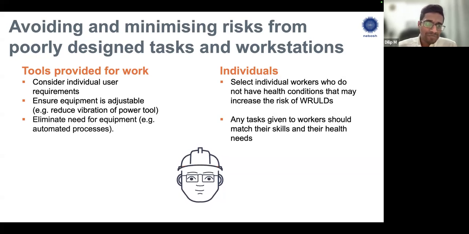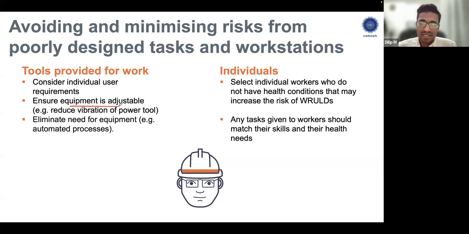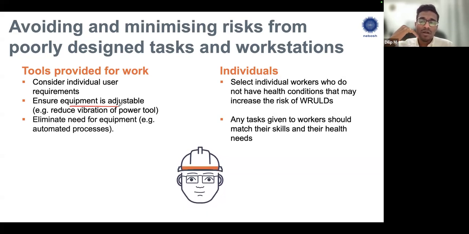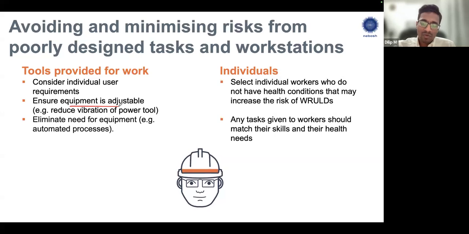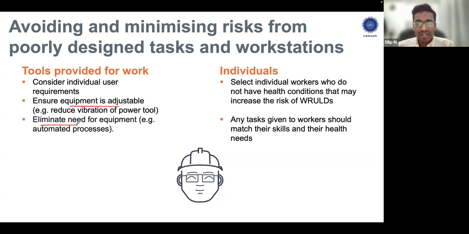Okay, and then ensure equipment is adjustable. For example, for a chair I am using, I can adjust the height of the chair, so I can maintain a good viewing position with my screen. Okay, so similarly with any tools, see if there is any possibility for the worker to adjust according to the requirements. And then where possible, the best control is to eliminate the need for equipment through mechanization or automation.